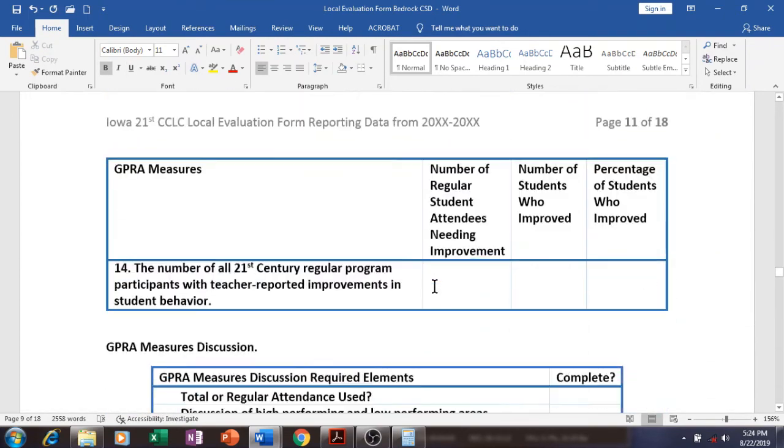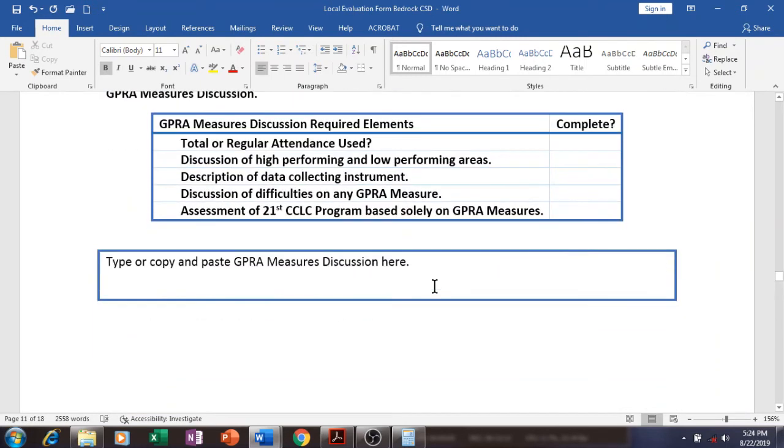Once you have the table filled out with all your data, then you want to discuss it. What do you do in the discussion? Well, talk about if you used the actual number of students needing improvement or if you had to use the total of regular attendance. Discuss your high-performing areas and your low-performing, but especially brag on yourself. You know, it's okay to say things like, gosh, we did really well in improvement, not so well in proficiency, and give the numbers. 47% of students did this, 12% did this.